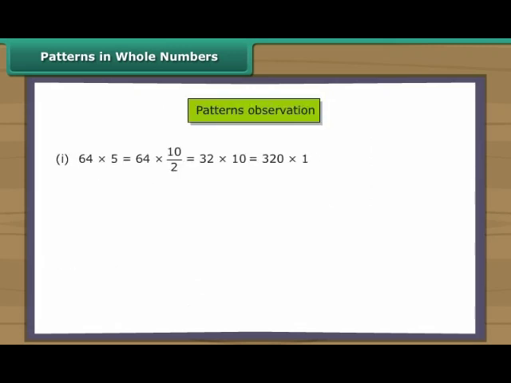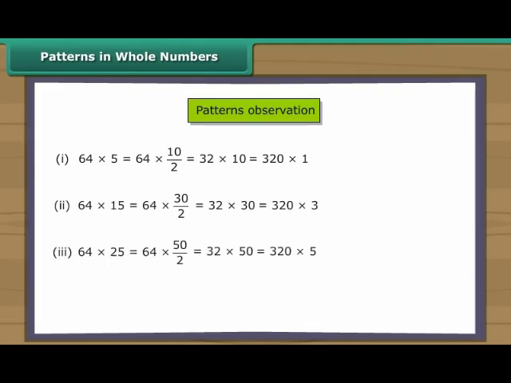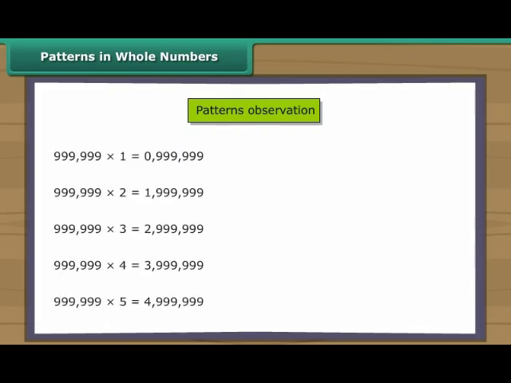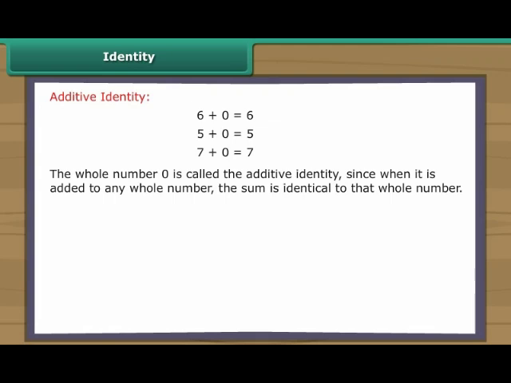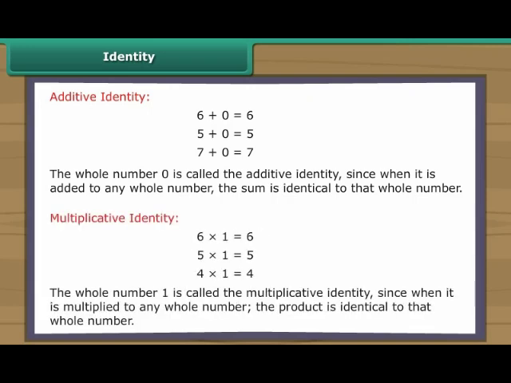Sometimes some kind of pattern is observed in whole numbers which can help in simplifying the calculation process. For example, let's look at another one. One more example. Identity. The whole number 0 is called the additive identity, since when it is added to any whole number, the sum is identical to that whole number. The whole number 1 is called the multiplicative identity, since when it is multiplied to any whole number, the product is identical to that whole number.